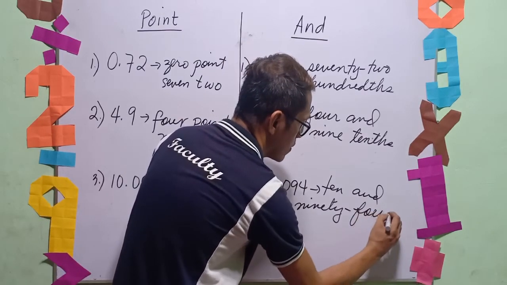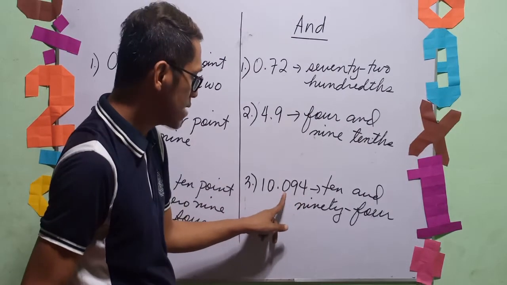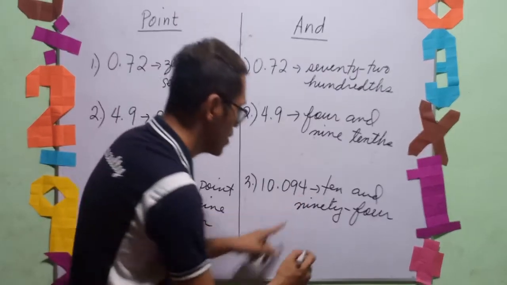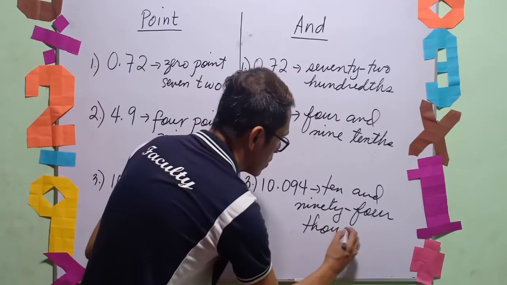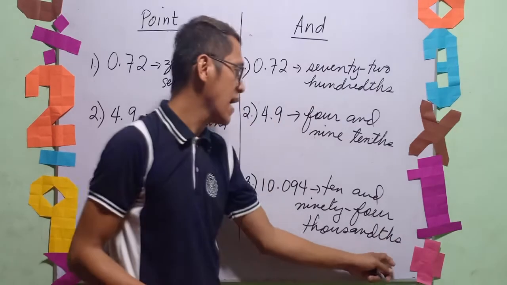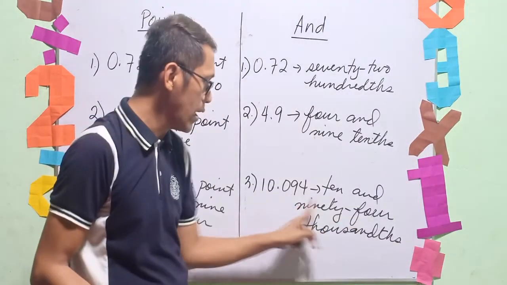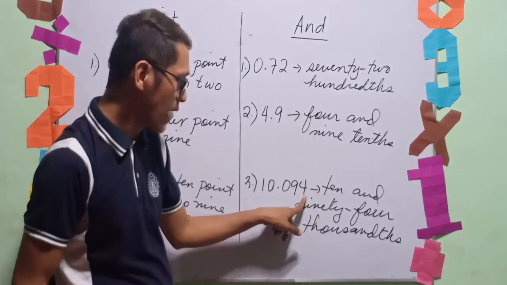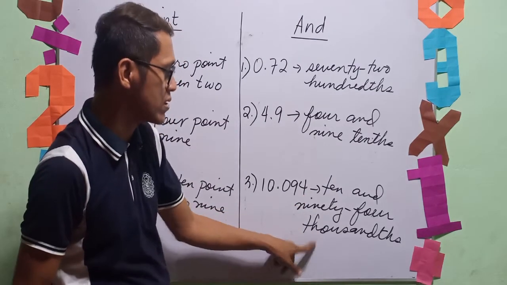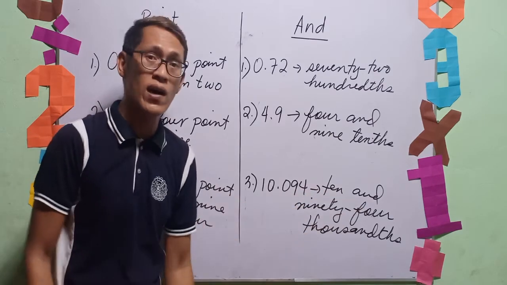Then, get the place value of the rightmost digit. Tenths, hundredths, thousandths. So we use thousandths here. Again, the thousandths must be with "ths." So it's 10 and 94. Again, the place value of the rightmost digit is thousandths. Again, it's 10 and 94 thousandths.